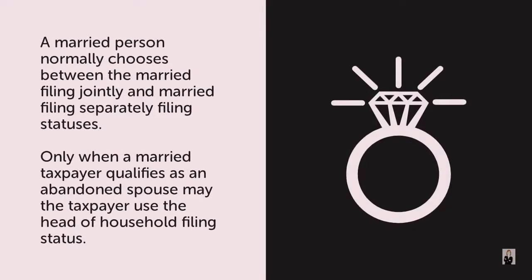A married person normally chooses between two filing statuses, either married filing jointly or married filing separately. Only when a married taxpayer qualifies as an abandoned spouse may that taxpayer use head of household as their filing status.